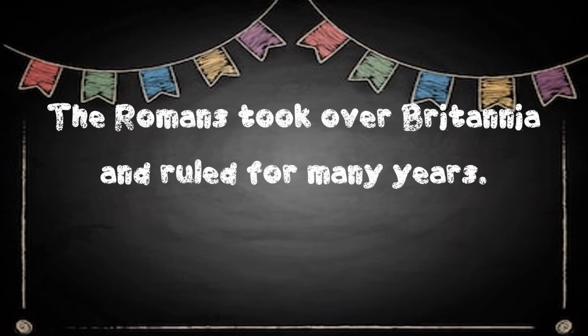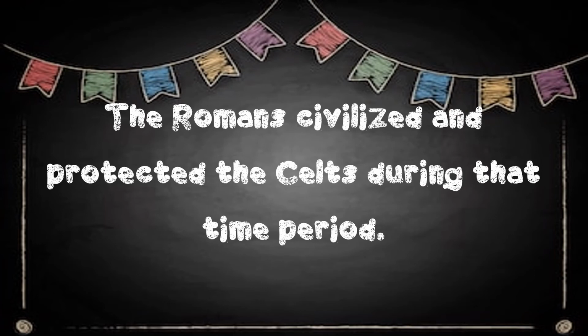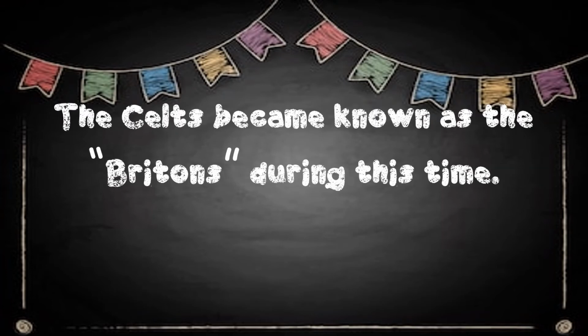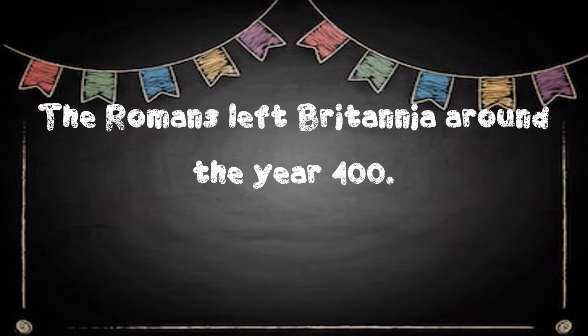The Romans took over Britannia and ruled for many years. The Romans civilized and protected the Celts during that time period. The Celts became known as the Britons during this time. The Romans left Britannia around the year 400.